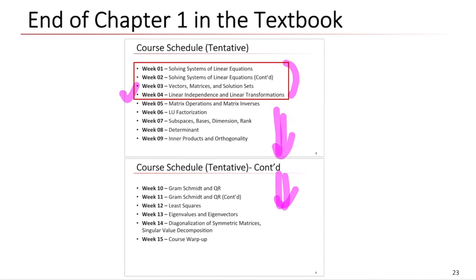Okay, so those kinds of topics will not be easy, but they are based on the first chapter.